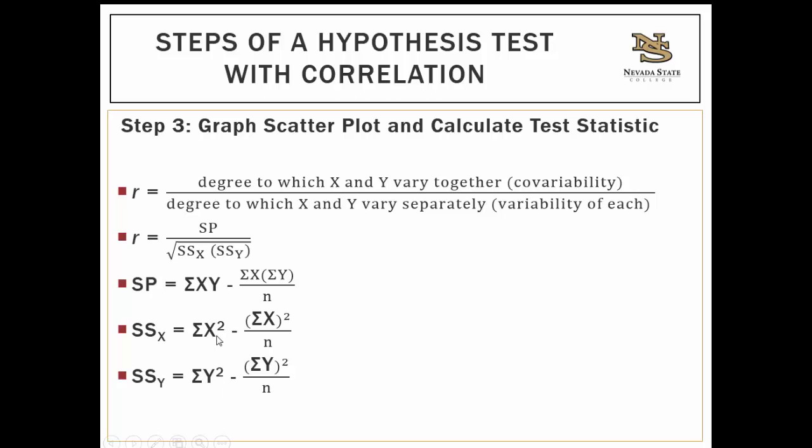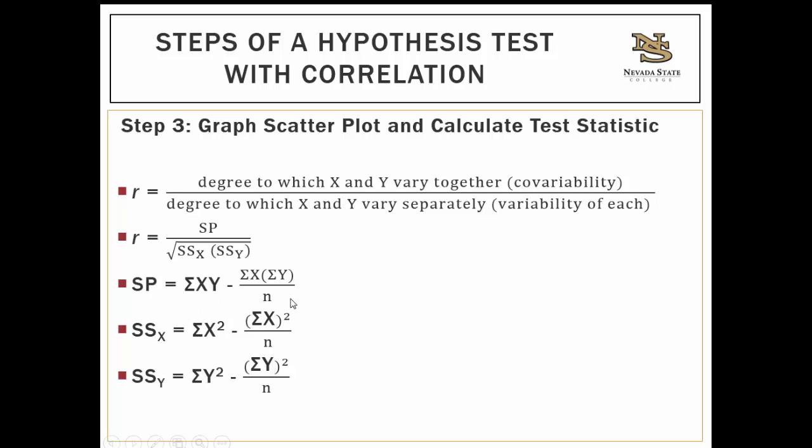You're just replacing X with Y. So we'll still be squaring each value for X and adding it together, and subtracting the sum of x, so all the values added together and then squared. Remember, order of operations, parentheses come first, and then that will be divided by the sample size. For y, same thing, just x is being replaced with y.